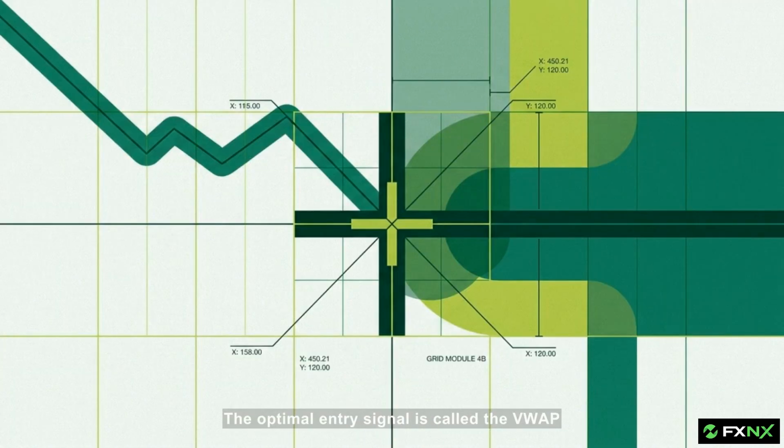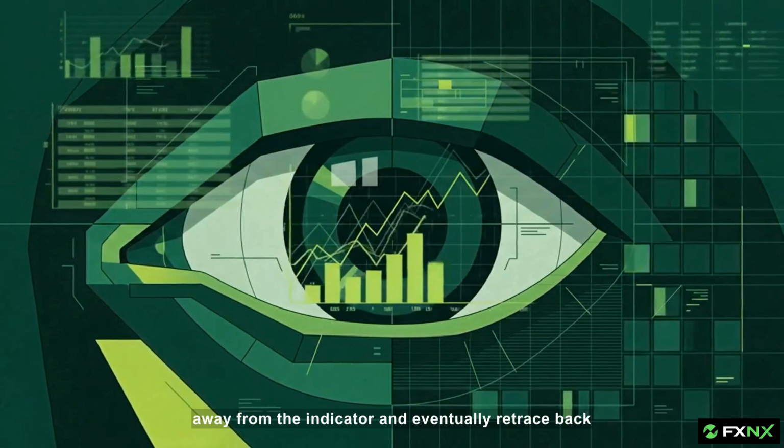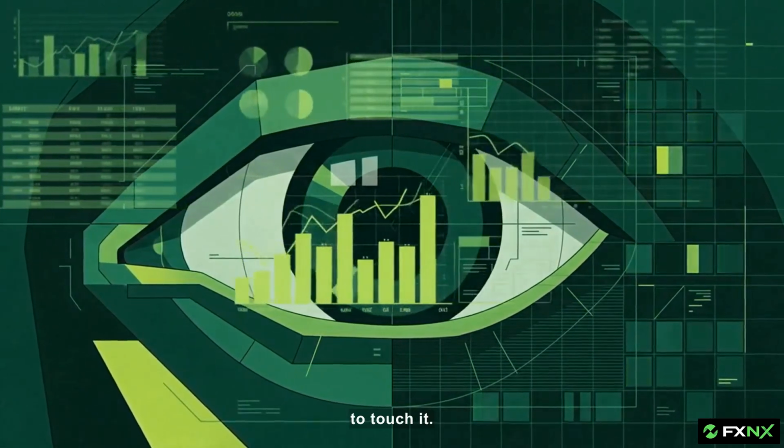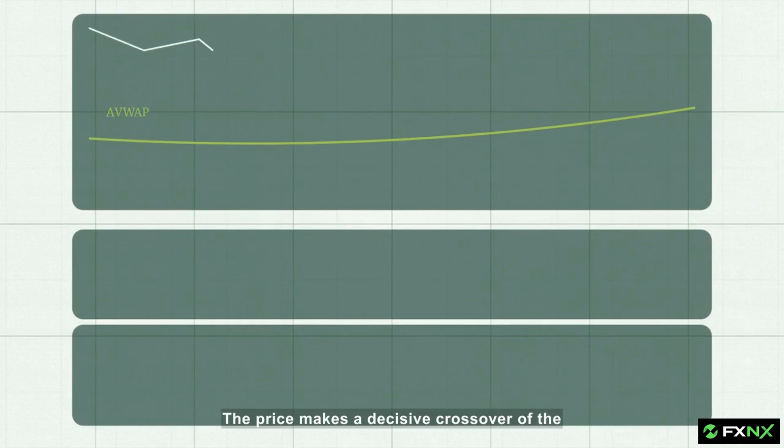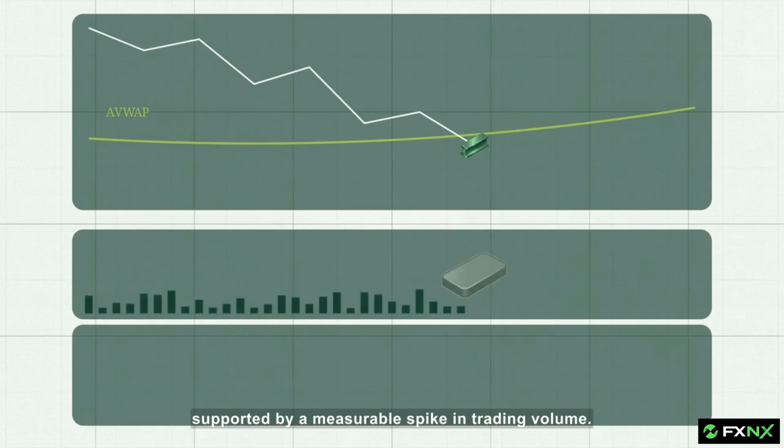The optimal entry signal is called the VWAP pullback. You wait patiently for the price to trend away from the indicator and eventually retrace back to touch it. This chart shows a valid entry. The price makes a decisive crossover of the VWAP line, and if you look below, the move is supported by a measurable spike in trading volume.